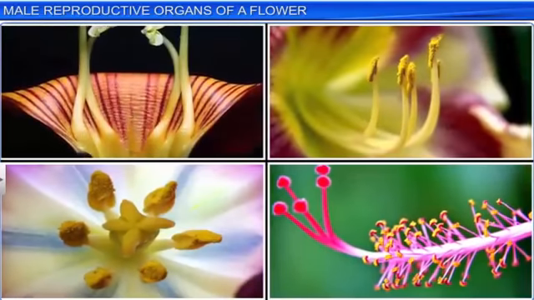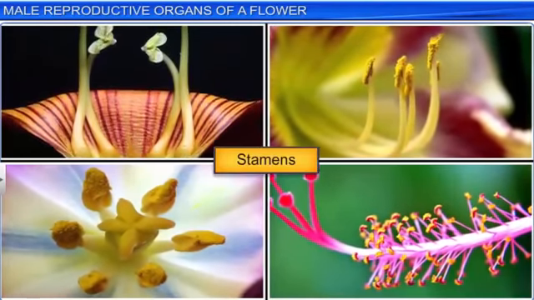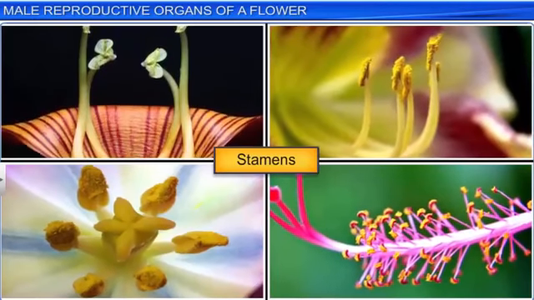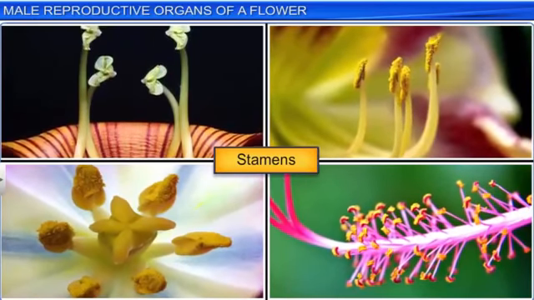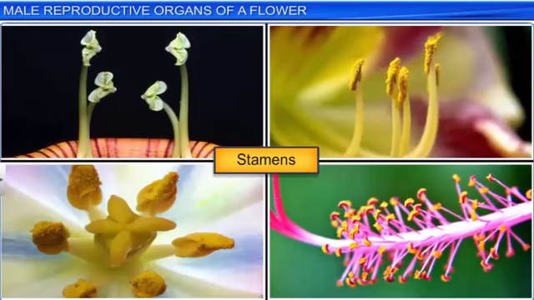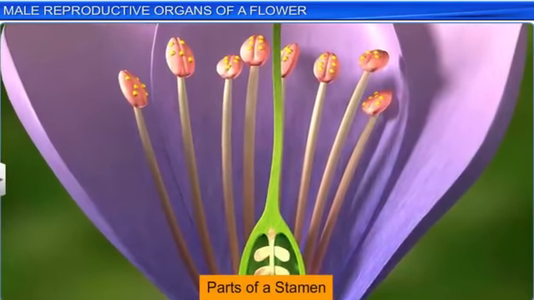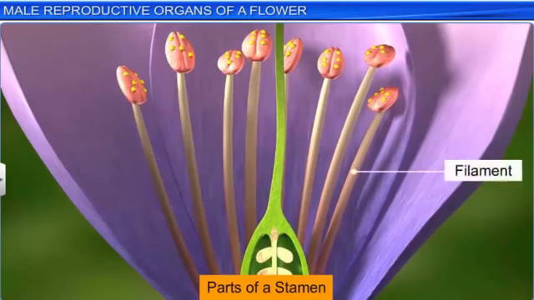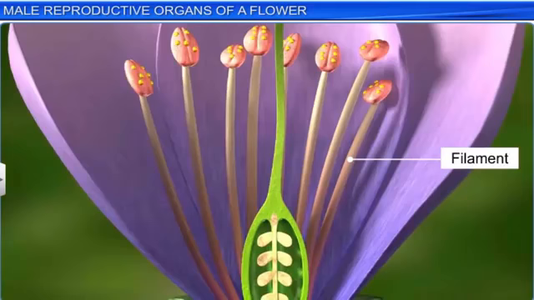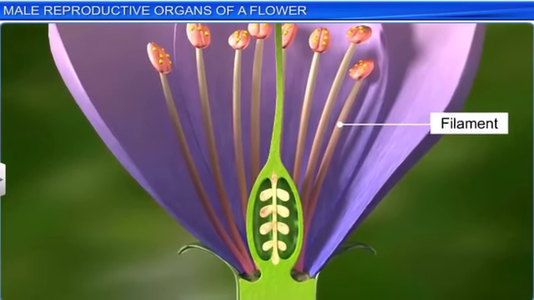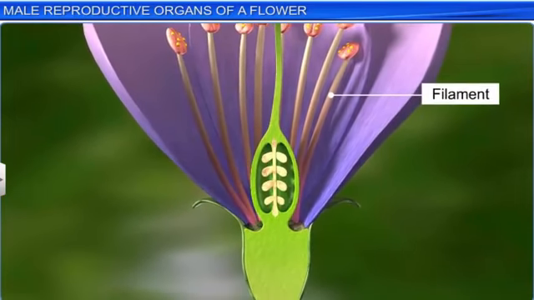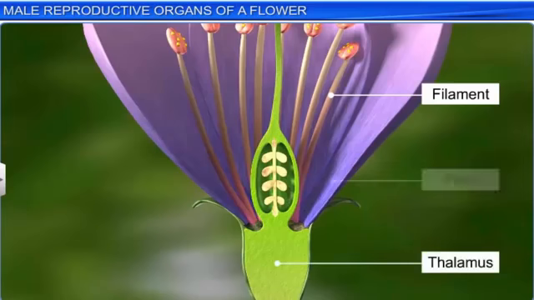Though the number and size of stamens in an androecium differ across species of flowers, the basic structure remains the same. Every stamen, for instance, consists of a filament and an anther. The filament is a long and slender stalk whose proximal end is attached either to the thalamus or the petal of the flower.